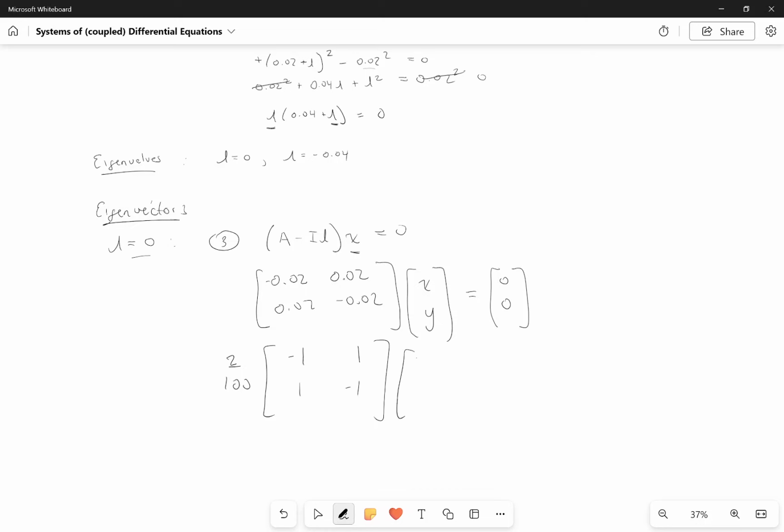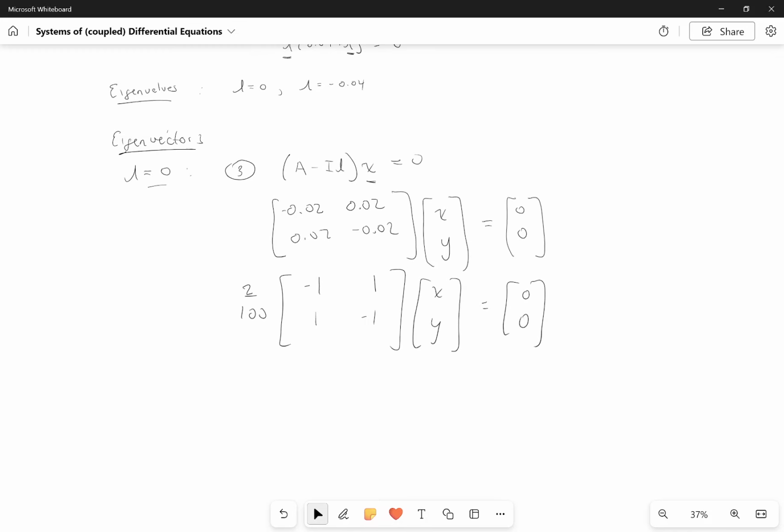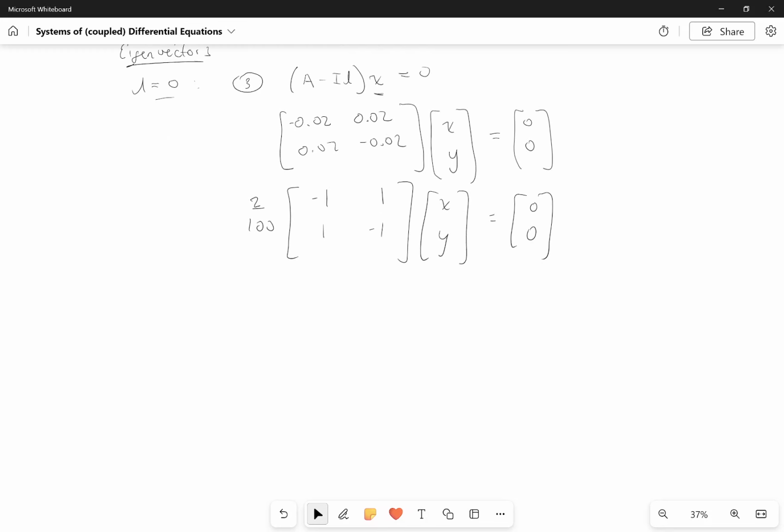And you can see that the two rows here are the same. So you can put it into row reduced echelon form, or you can add row 1 to row 2. And basically what that gives you, with the 2 over 100, if you say row 2 equals row 1 plus row 2, you get negative 1, 1, and then 0, 0, right? And then x, y, and here we have zeros.